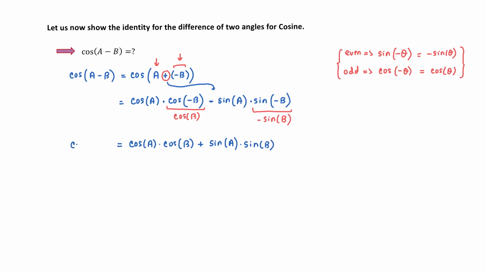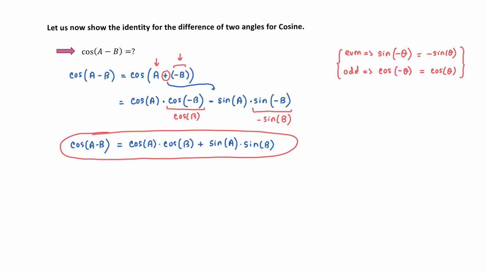So then in conclusion, here is the new identity for the cosine of A minus B. So let's look at this again, very similar to the previous one. Cosine of A minus B is equal to cosine of A times cosine of B. But now, since we had a minus, now here we have a plus. Sine A, sine B. So cosine, cosine plus sine, sine. That's how the identity goes.